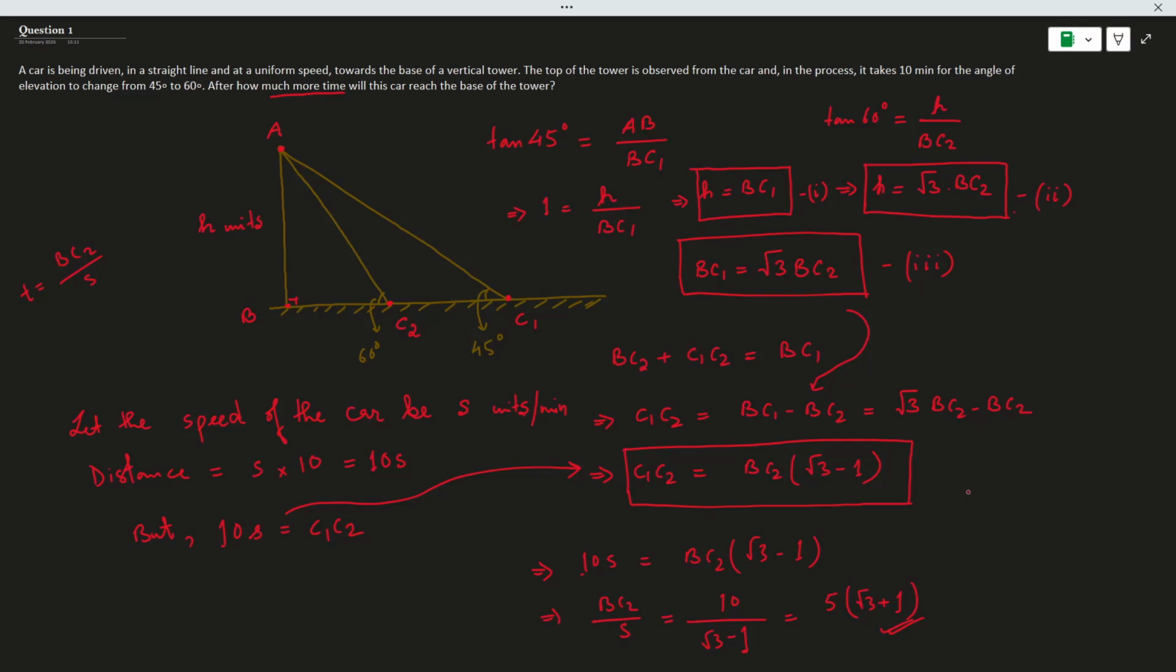Very interesting question, not an easy question. I hope you guys understood this question. So let's move to the second question.